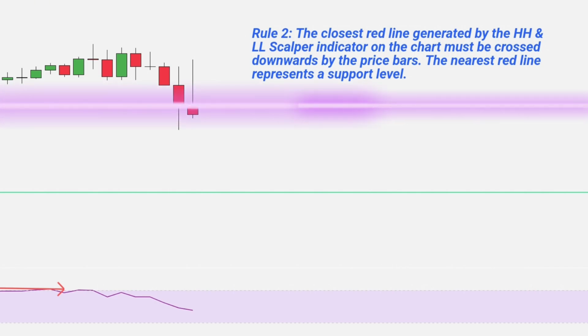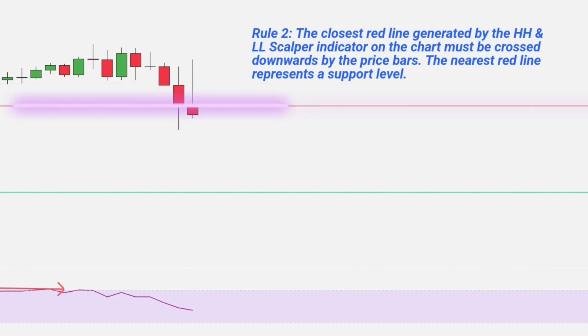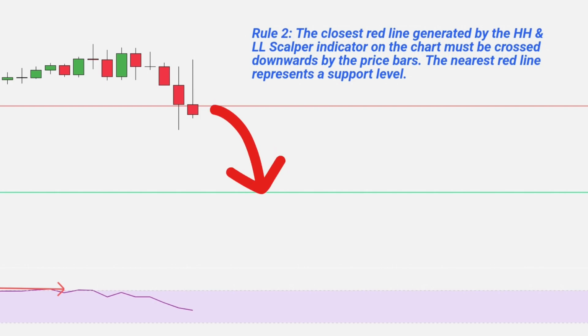Think of support as a floor. When the price bars cross below that red line, it's like the floor giving way. In Rule 2, we're keeping an eye out for the moment when those price bars cross down below that closest red line. It's a confirmation that the market might be leaning towards a bearish trend. It's a team effort between the indicator and the price bars, signaling that the bears might be gaining ground.